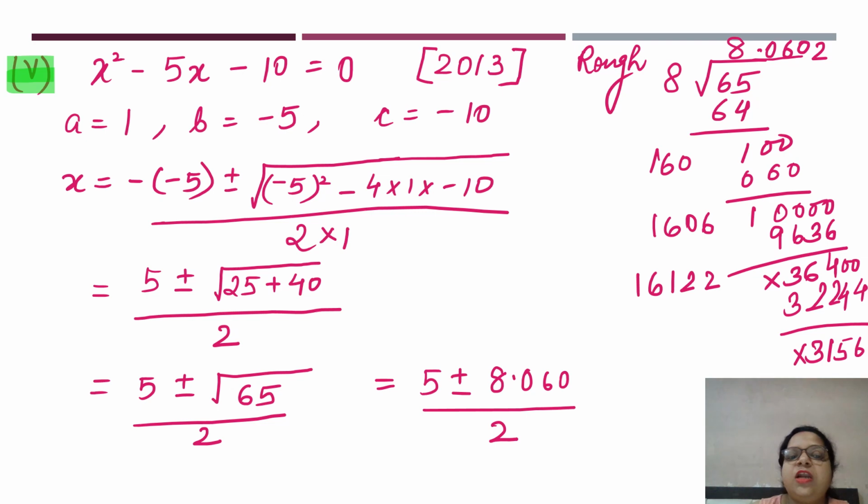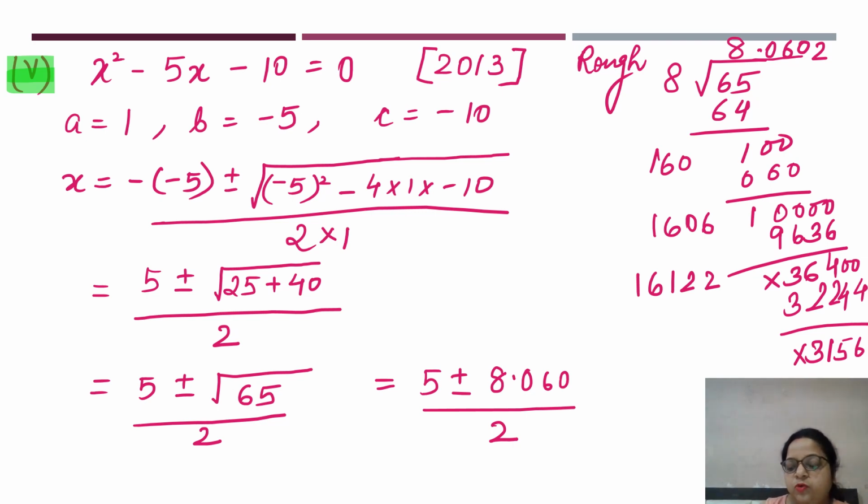Putting it in the formula, we get x is equal to minus into minus 5 plus minus under root of minus 5 the whole square minus 4 into 1 into minus 10. That will give you x is equal to 5 plus minus under root of 25 plus 40 upon 2. That will give you x is equal to 5 plus minus under root of 65 by 2, and root of 65 is equal to 8.060.